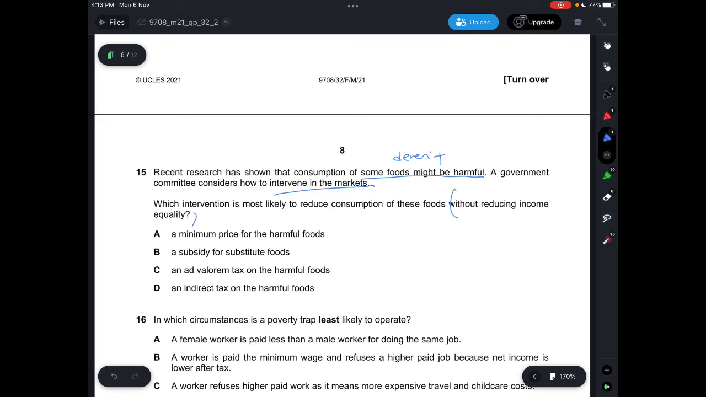So A says a minimum price for harmful foods would result in a decrease in supply and an increase in demand, so that's not the answer. B says subsidy for substitute food. Yes, this will encourage people to buy substitute food.